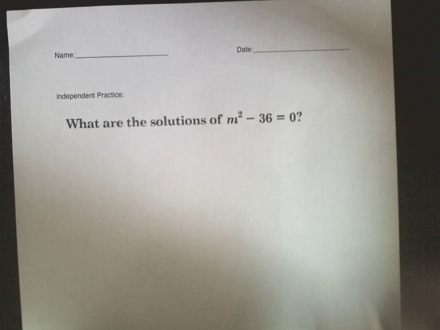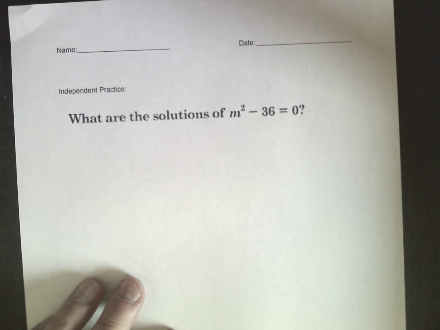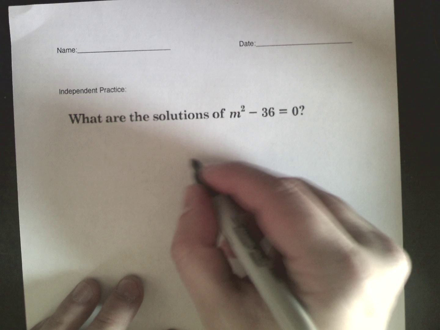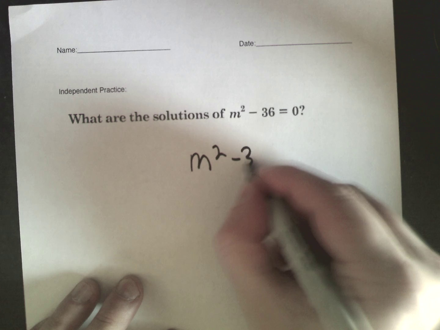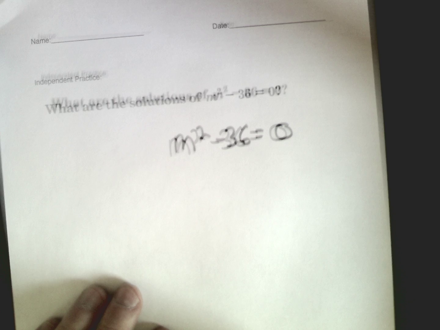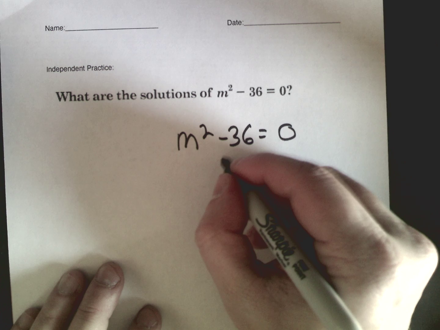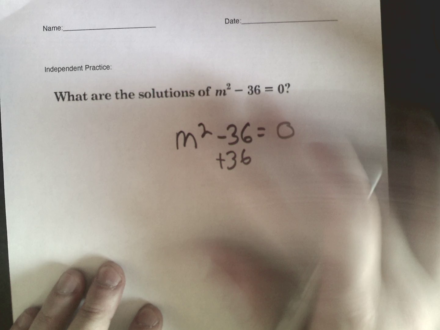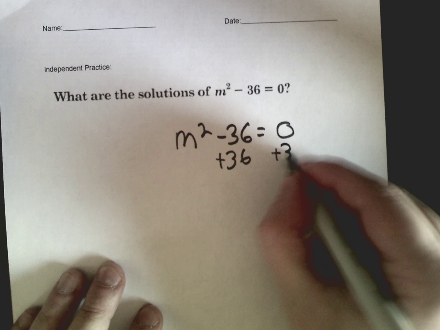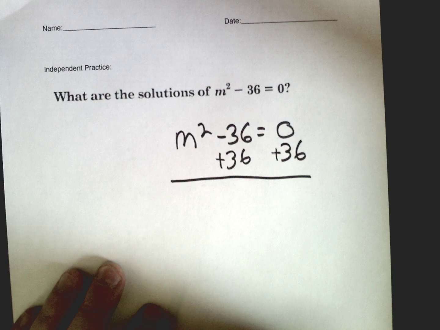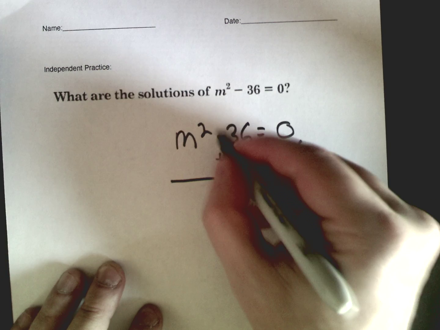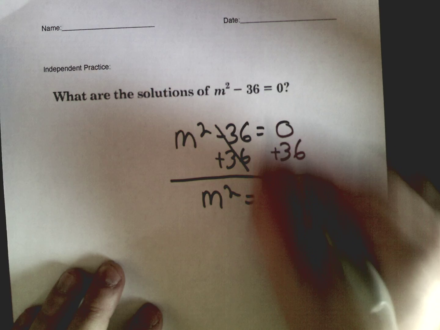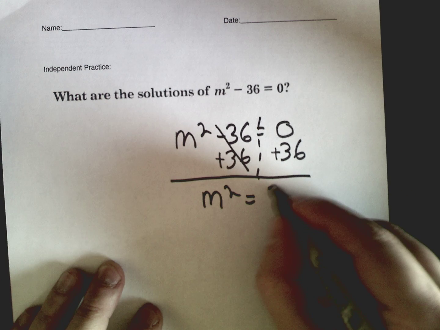Okay, so in order to find the zeros, I need to solve for m. m squared minus 36 equals 0. And again, we remember our algebra. Inverse operations. If I do something to one side, I have to do it to the other. I want to get rid of this 36, I want to get everything away from the m. Negative 36 and plus 36, gone. m squared equals 0 plus 36, which is 36.